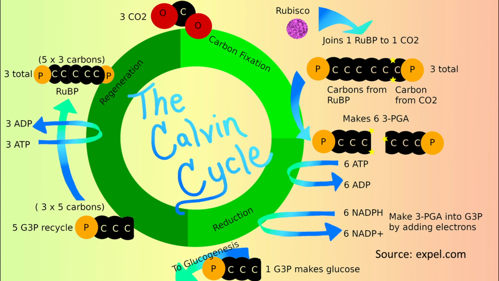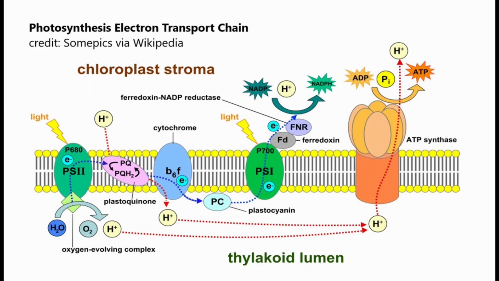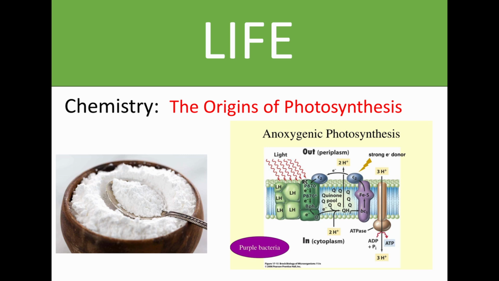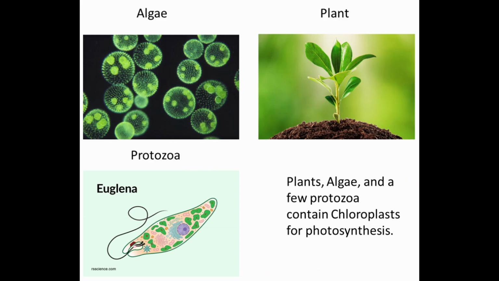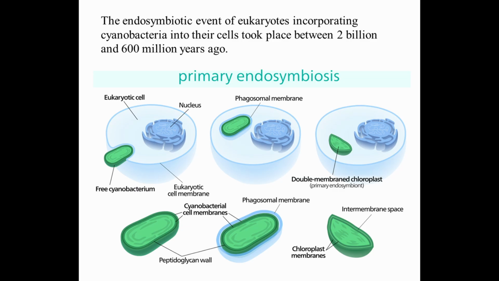Before I get into the details of the Calvin cycle, I want to close the discussion of the photosynthesis electron transport chain with some discussion of the origins of photosynthesis. It is well accepted that photosynthesizing eukaryotes, plants, algae, and some protozoans, acquired photosynthesis by endosymbiosis with cyanobacteria.